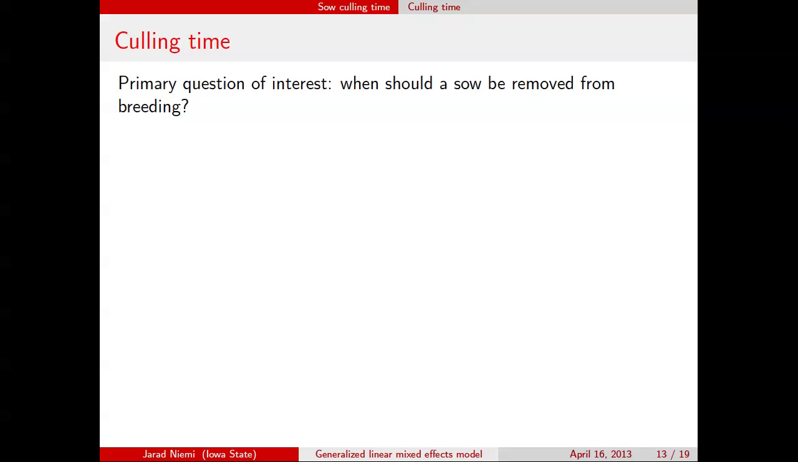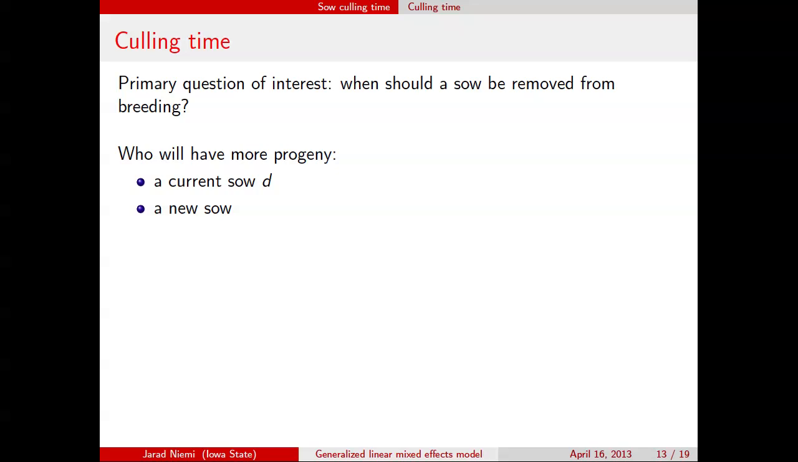Okay, so now we've got a model, we've fit the model, we have some posteriors for the model parameters, but the question now is, how do we answer the question of scientific interest, right? And the real question here is, when should we remove a sow from breeding? This question really is, who do we predict will have more progeny? A current sow, which we're going to call sow D, or a new sow that you would bring in to replace that sow.